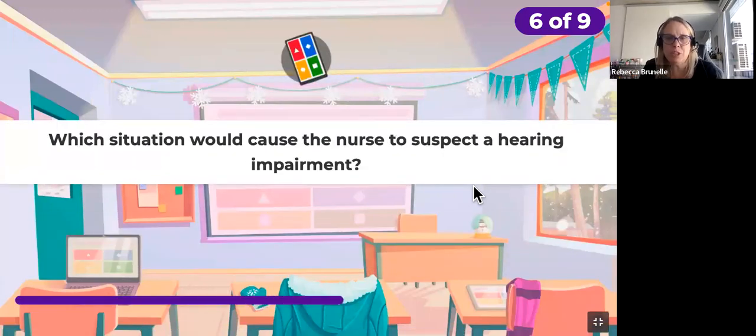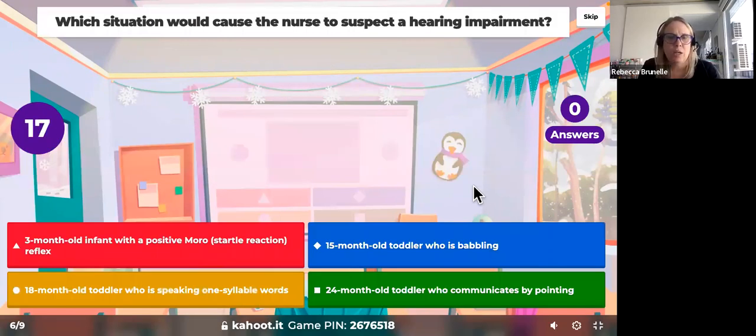So which situation would cause the nurse to suspect a hearing impairment in the child? A 3-month-old with a positive startle reaction, an 18-month-old toddler who is speaking one-syllable words, a 15-month-old toddler who is babbling, or a 24-month-old toddler who communicates by pointing?